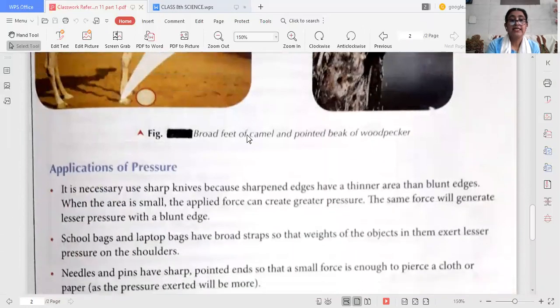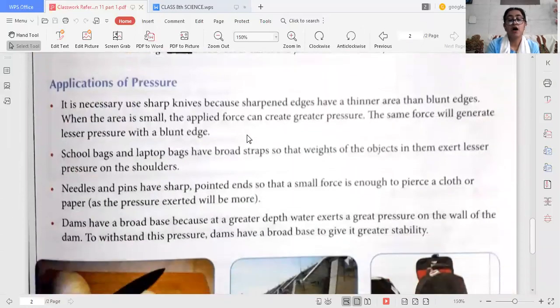Now we can see the applications of pressure, means how they are used. It is necessary to use sharp knives. Why? We always use knives which have a sharp edge, because a sharp edge means the surface area is very small. Then it will apply a greater pressure. The applied force can create greater pressure. The same force will generate lesser pressure with a blunt edge. So it's very important when we cut anything.